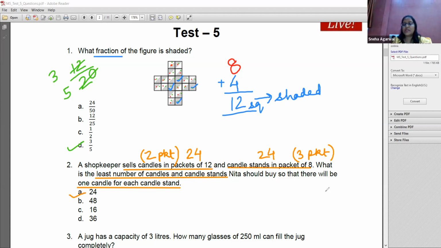You can simply take the LCM of 12 and 8. You will be getting the answer. So you can visualize it and then do it, or you can just find out the LCM of 12 and 8. I suppose everyone knows how to find out the LCM, right? Yes. So just find out the LCM. You will be getting the answer as 24. Clear? Now moving on to the next question.